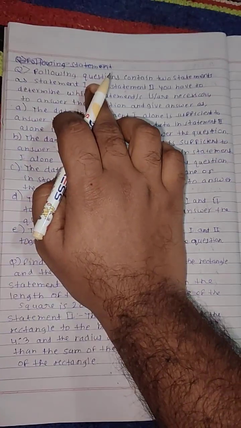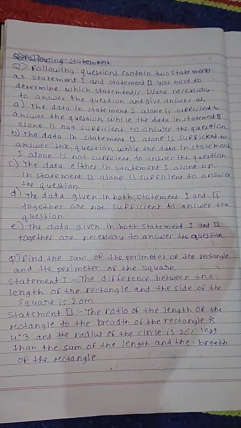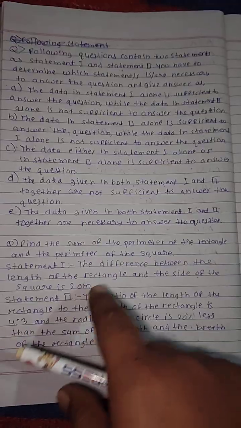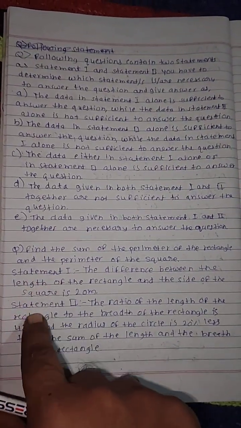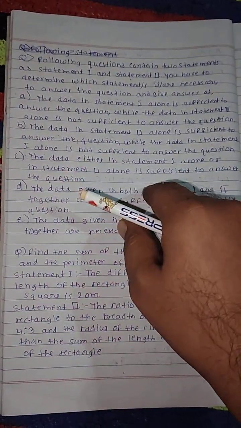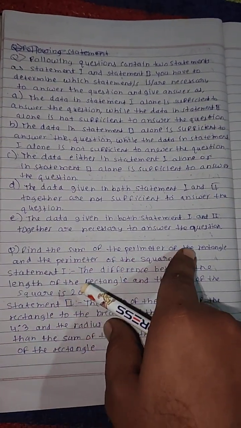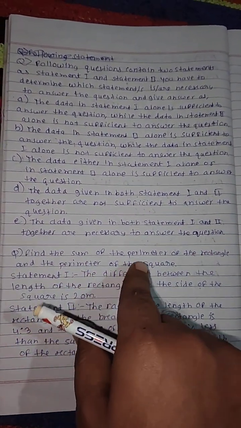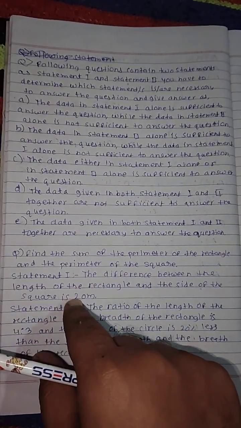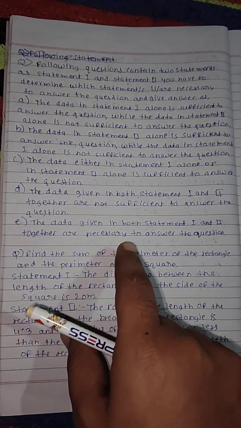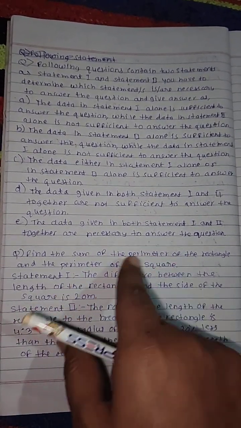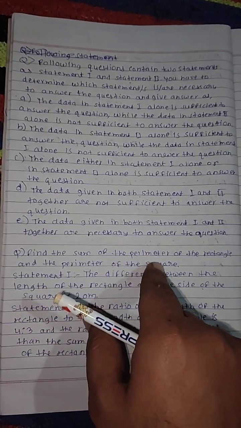So in the question, the following question contains two statements, statement 1 and statement 2. Based on this, we need to find the answer. The question is: find the sum of the perimeter of the rectangle and the perimeter of the square. We need to find this by using both statements or any one of the statements.